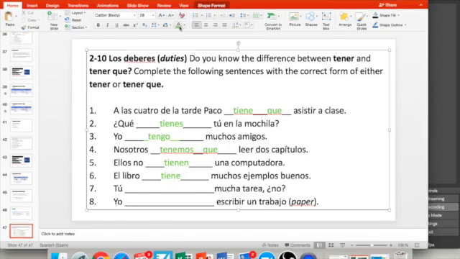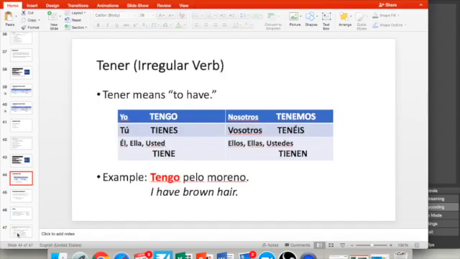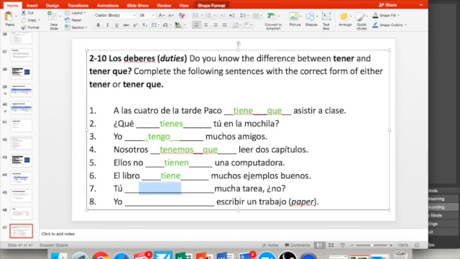And as we look at number 7, you see that tú blank mucha tarea, ¿no? So you blank a lot of homework, don't you? You have a lot of homework, don't you? Or you have to a lot of homework. In this case, we're saying that just plain old you have. The tener word that goes with tú should be tienes. And we're going to say that tú tienes mucha tarea, ¿no?